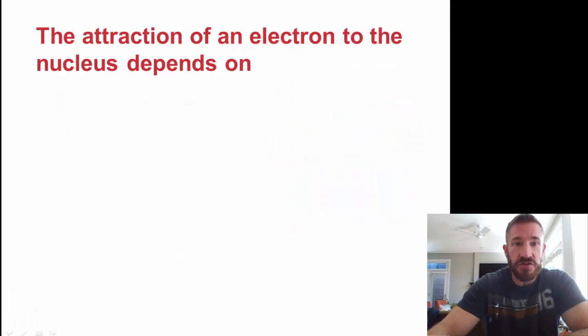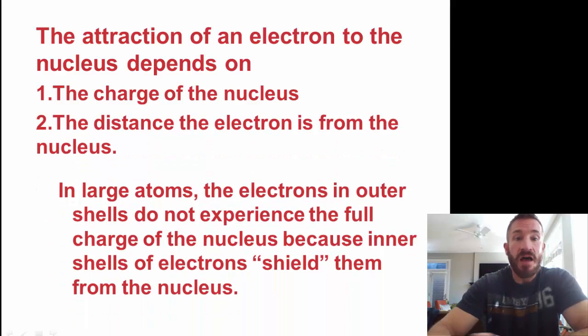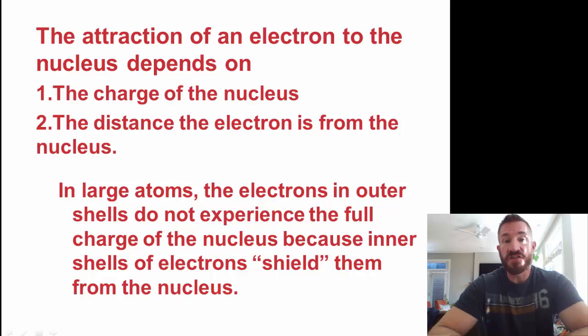So the attraction of electrons to the nucleus depends on 2 things. 1, the charge of the nucleus. 2, the distance the electron is located from the nucleus. For example, in large atoms, the electrons in the outer shells do not experience a full charge of the nucleus because their inner shells shield them from the nucleus. So distance is a huge factor.